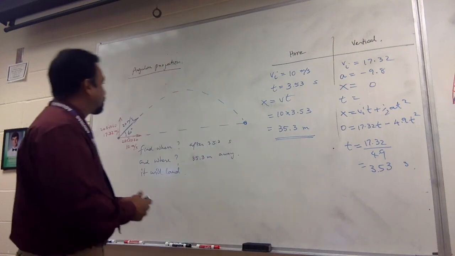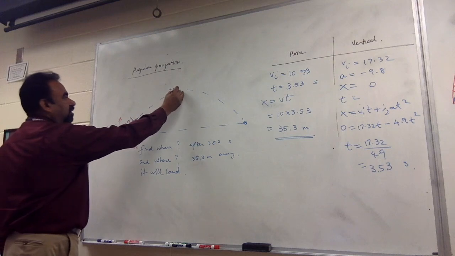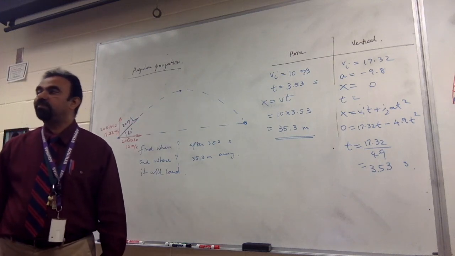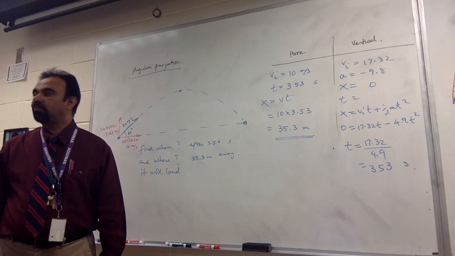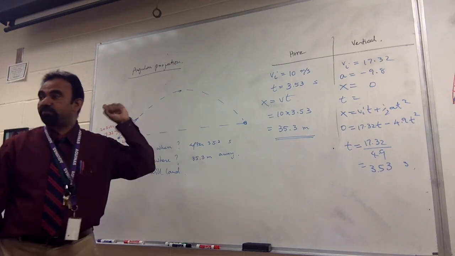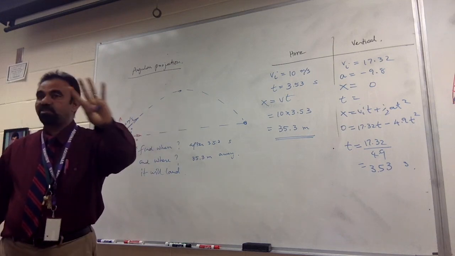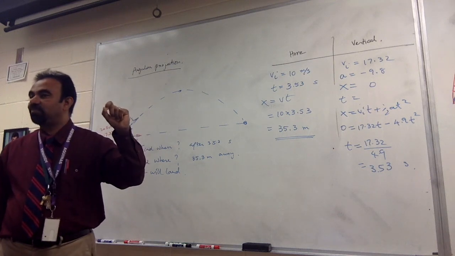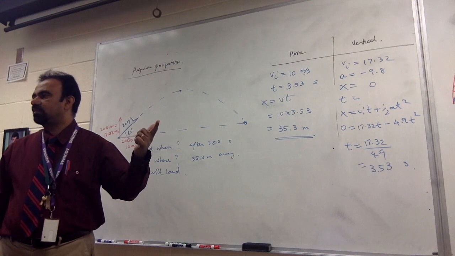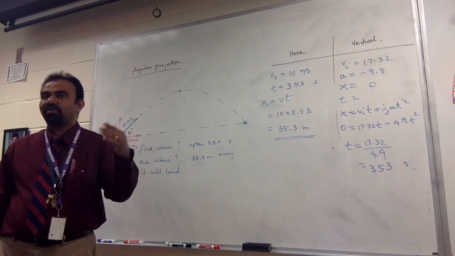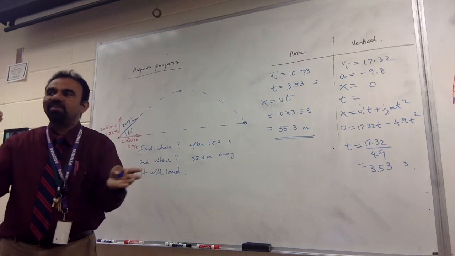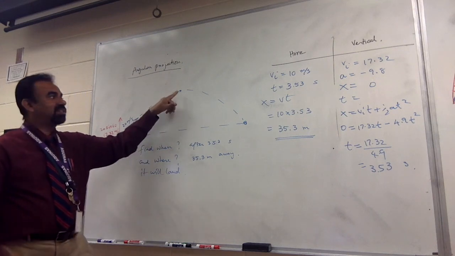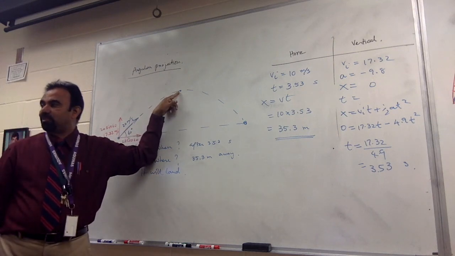Now if you ask the question, how fast is it moving at the very top? I'm just asking, how fast is it moving at the very top? 10. You don't have to ask me horizontal or vertical. How fast it's moving, right? So how fast is it moving? 10 meters per second, because the only velocity over there is the horizontal component, which is 10.